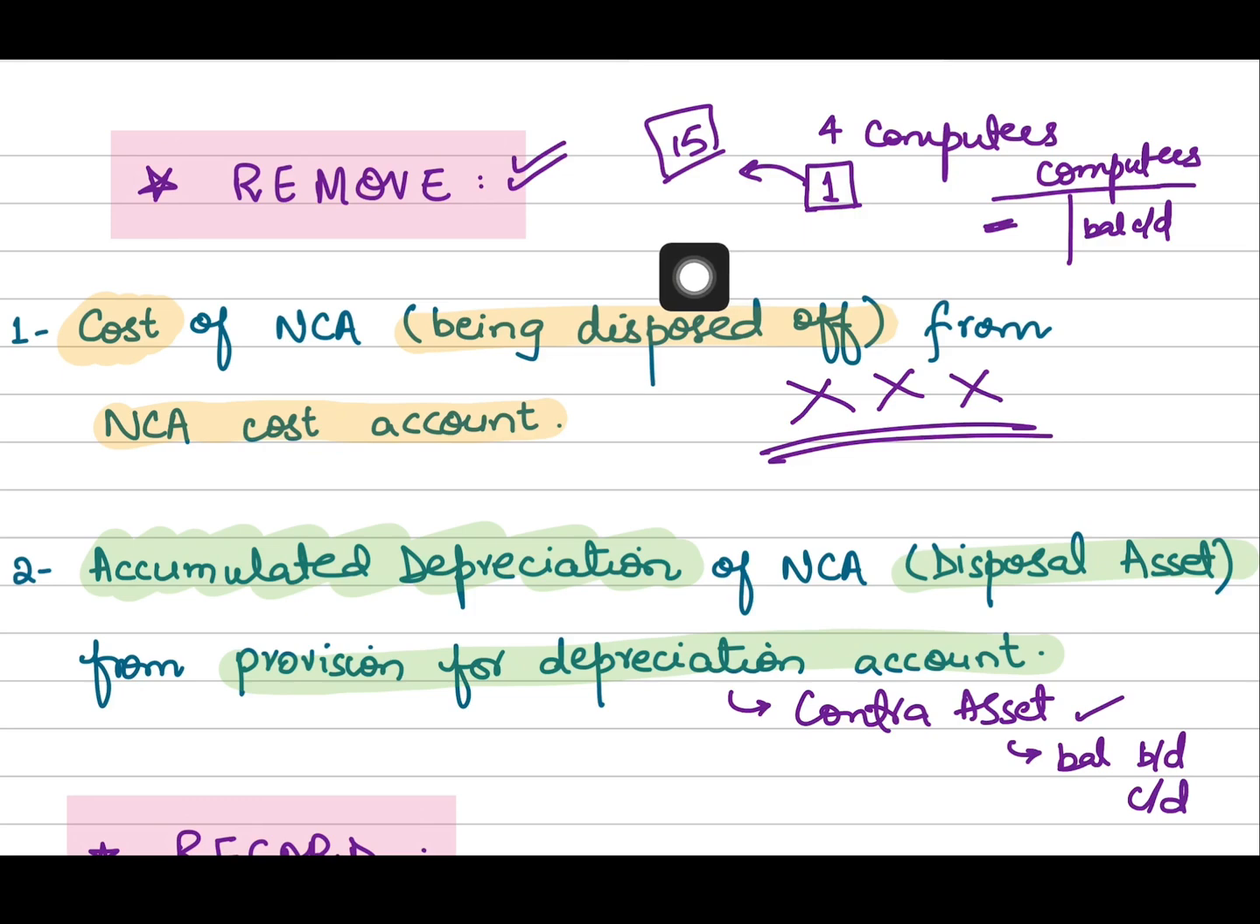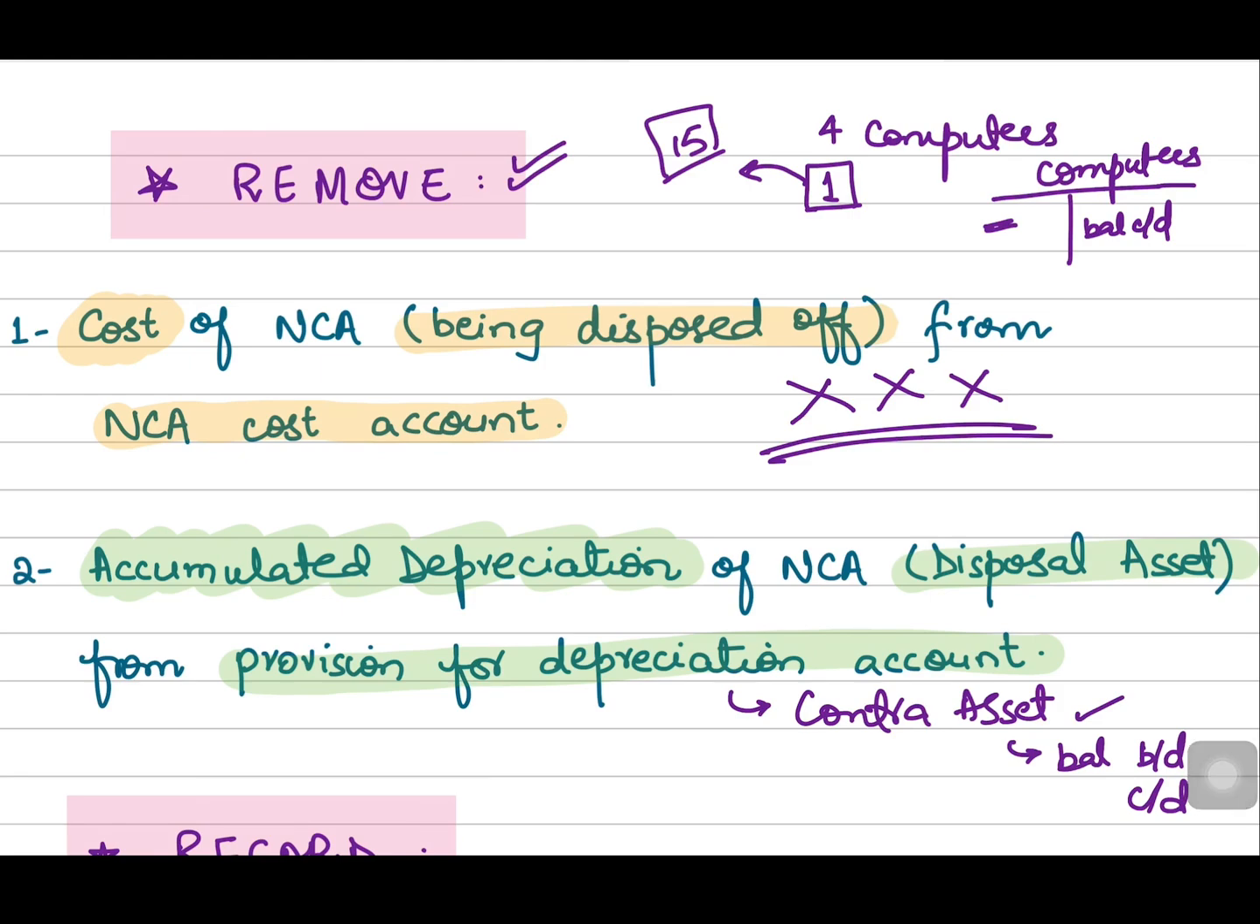So now this accumulated depreciation, accumulated from the date of its purchase till the last date for depreciation, should be removed from the provision for depreciation account. Why do I need to remove it? Because since I am removing the cost of the non-current asset, I have to remove its depreciation as well. Otherwise, it will understate the value of my non-current assets in my statement of financial position. If the asset is not there in the business, why keep its accumulated depreciation in the accounts as well?